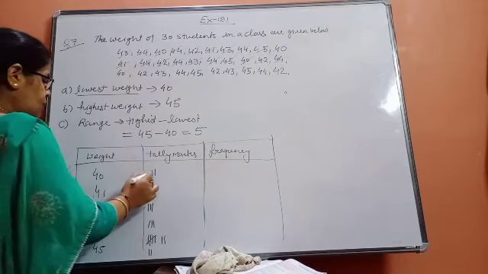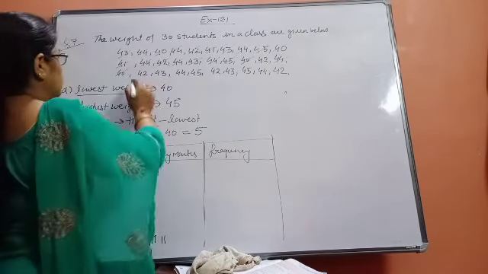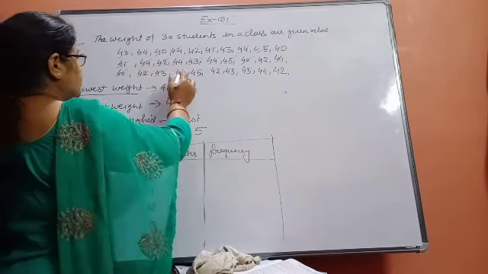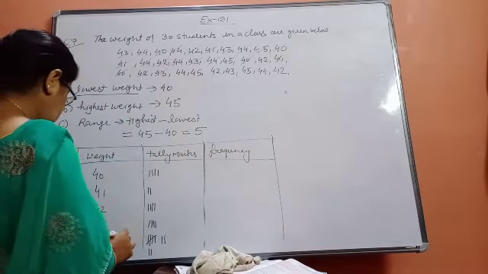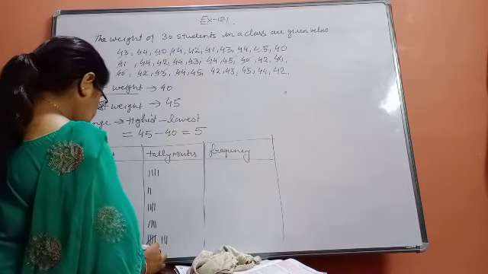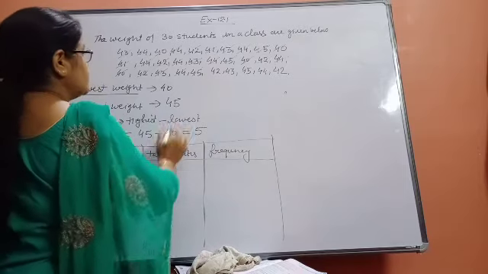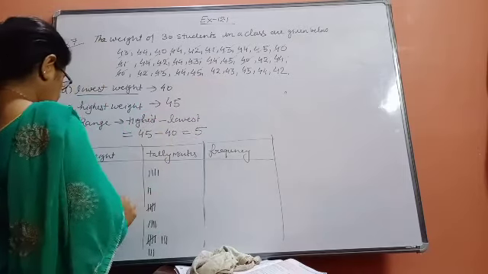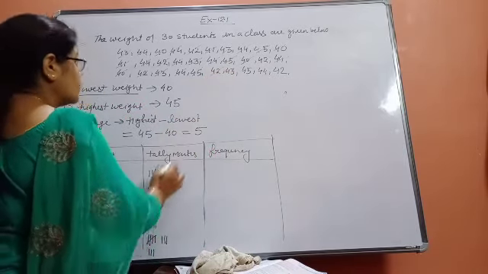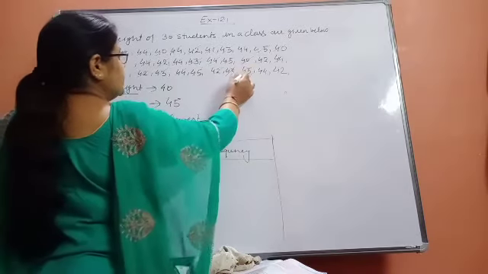Now 41, cancel. 42, one more, cancel it. 43, one more, cancel it. 44 here, cancel. 45 here, in this way, cancel it. 42 here, the fifth one is there, so cancel it. 42. 43, cancel it. 45, cancel it. 44.